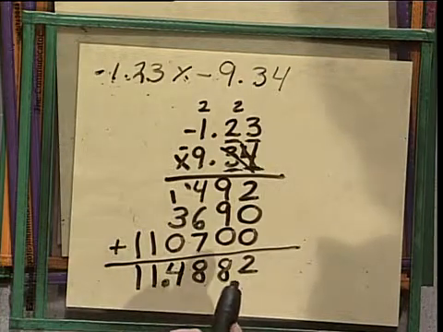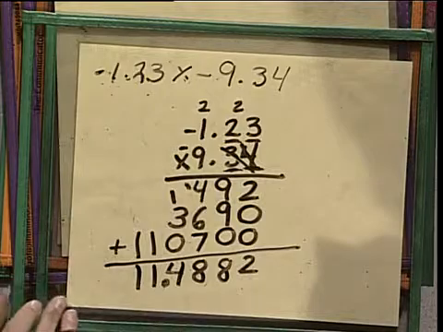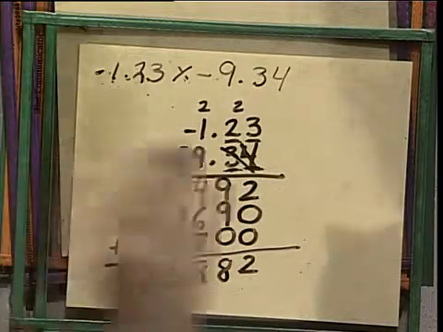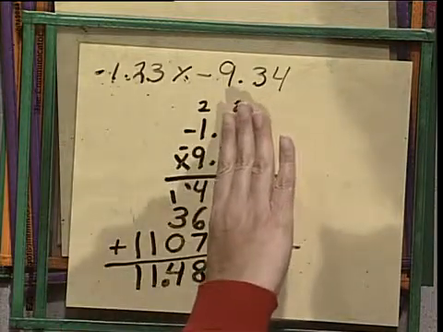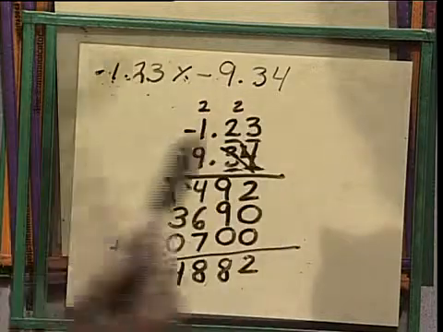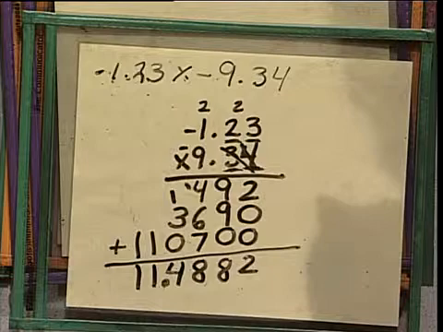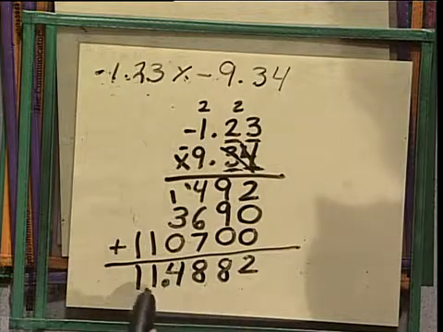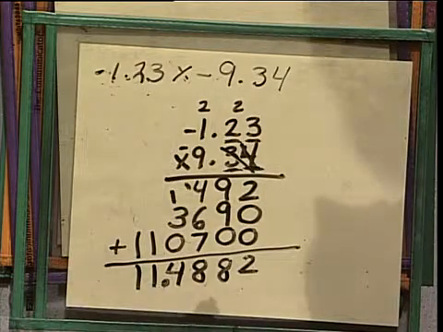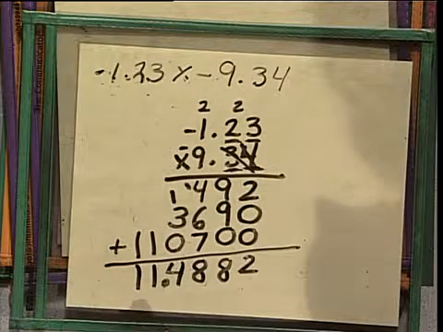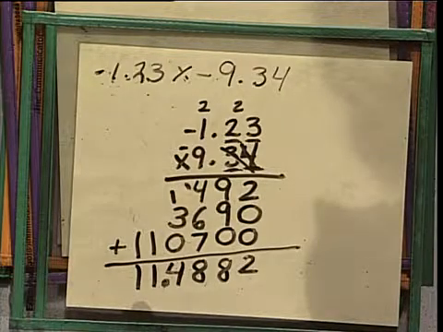Now, if we use some estimation, we'll find out that our answer looks like it's right. Because if I ignore my decimal places over here, if I just make it a simple problem, it's 1 times 9. What's 1 times 9? 9. And our answer was 11 point something. So that's relatively close, so we're probably right. Okay? Does that help you today?